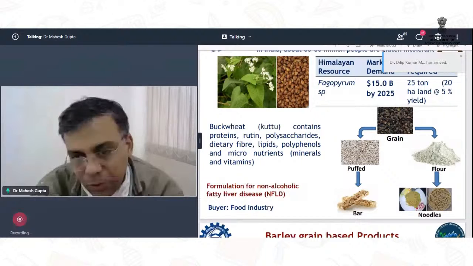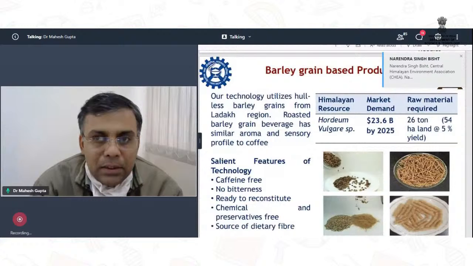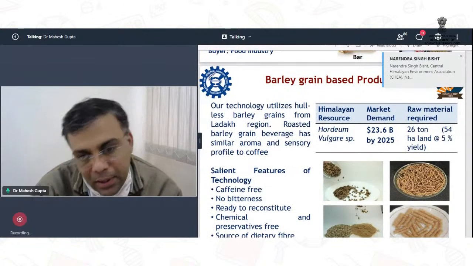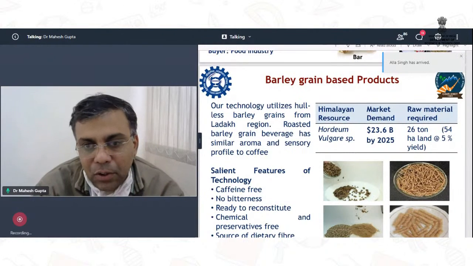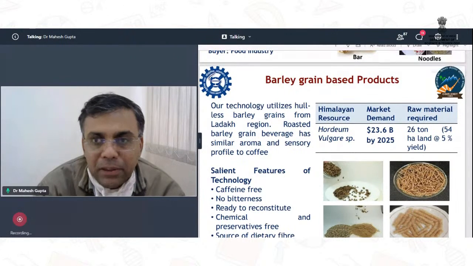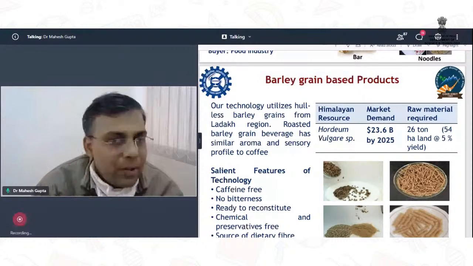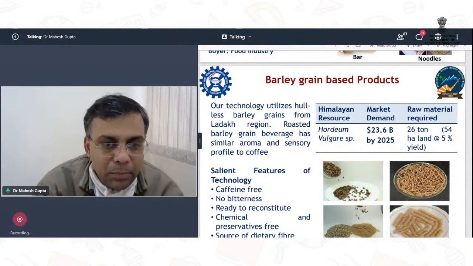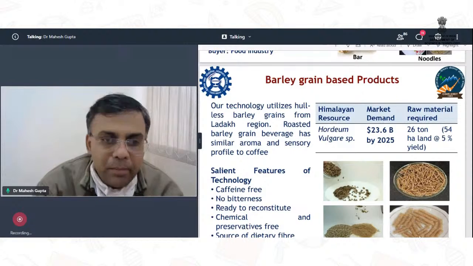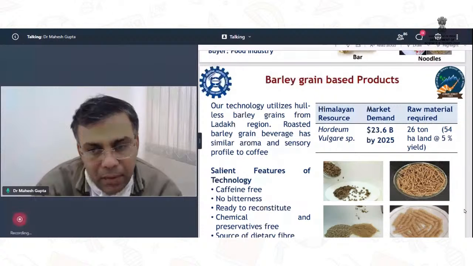Next is the hulless barley. Next slide. This is hulless barley, where we have developed a range of products like roasted barley. This is a beverage with a coffee-like taste, but it is a grain coffee which is caffeine free, with all the other benefits. We have also developed noodles as well as extruded products. The technology has been optimized so that it can be disseminated at the local grassroots level. Next slide, please.